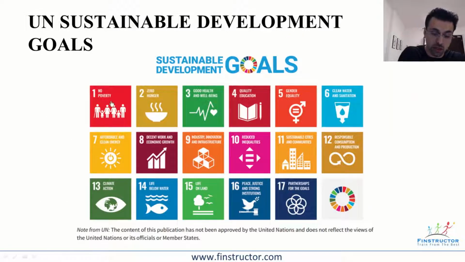So the 17 issues are no poverty, zero hunger, good health and well-being, quality education, gender equality, clean water, affordable and clean energy, decent work and economic growth, industry, innovation and infrastructure, reduced inequalities, sustainable cities and communities, responsible consumption and production, climate action, life below water, life on land, peace, justice, and strong institutions, and partnerships for the goals. You don't have to remember them exactly, but it's good to know that sustainable development goals are also on the agenda, and investors and companies are required to, or if not required to, are looking to work towards these sustainable development goals.